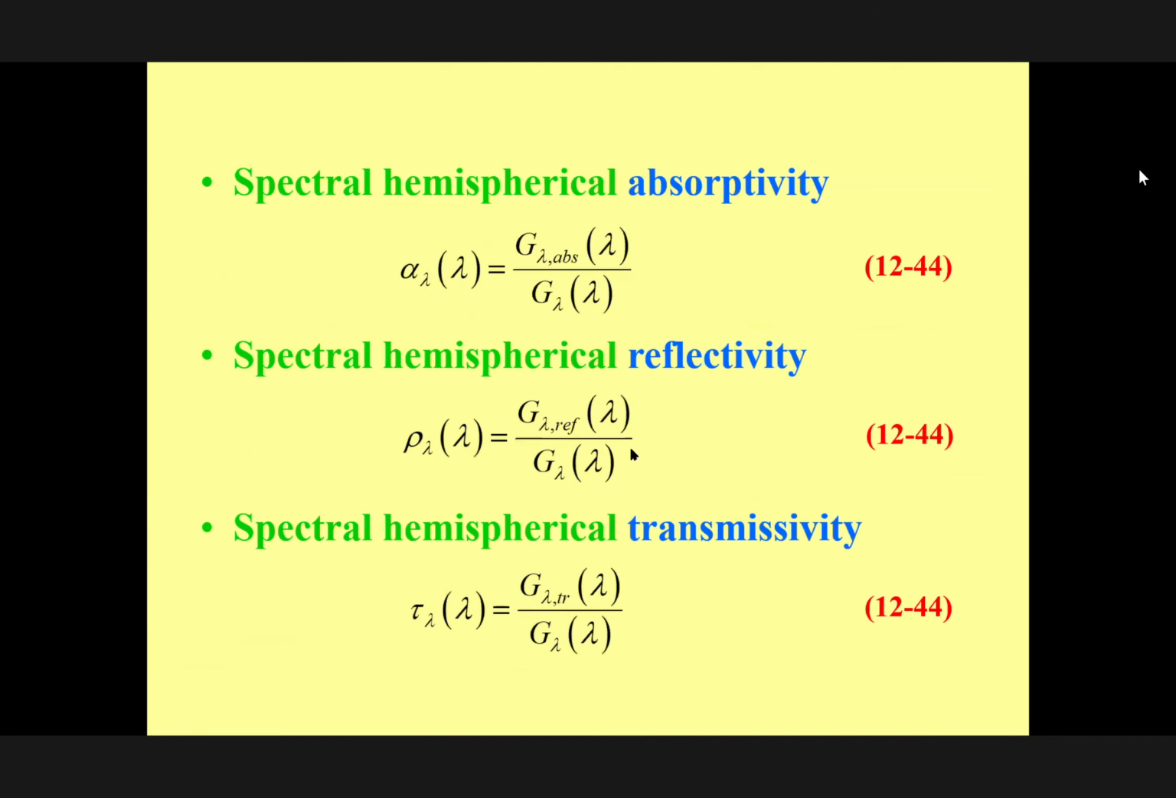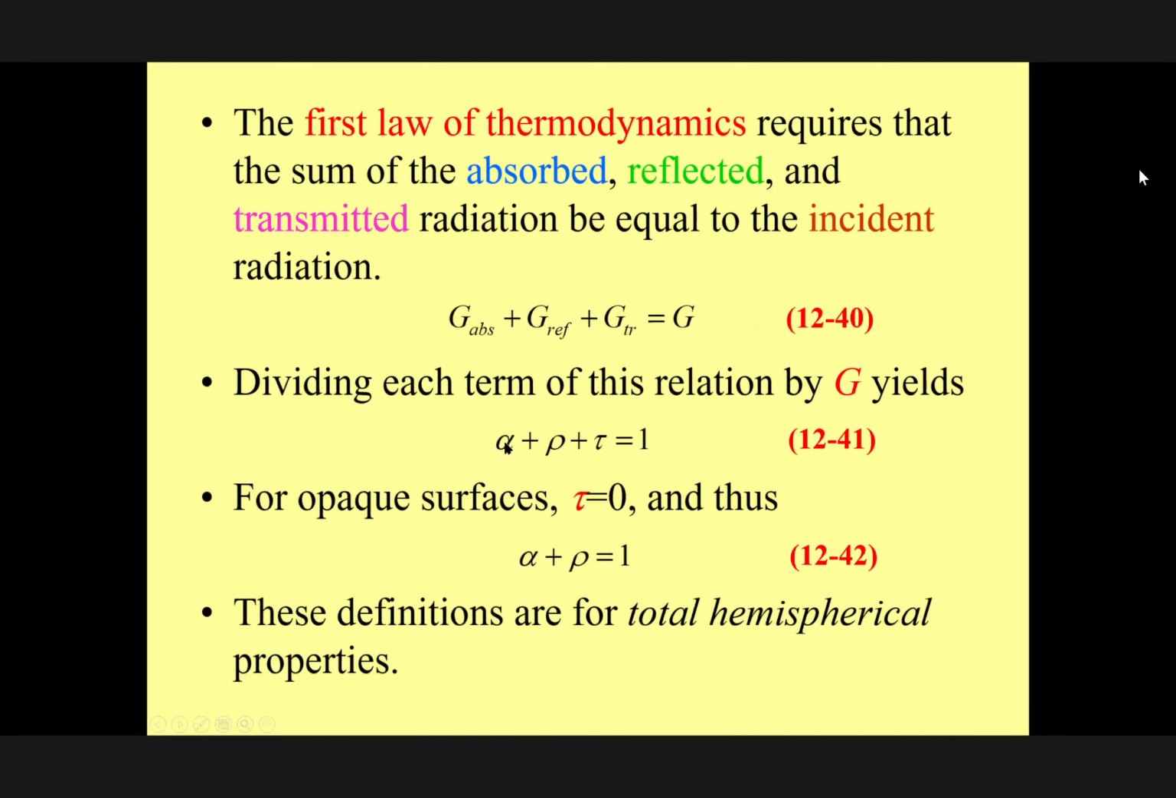Here we have this rule: alpha plus rho plus tau, the transmissivity, is equal to 1. In this case, we mentioned the absorptive material. It mentioned that we know this value. It mentioned that it is opaque. When it's opaque, tau is equal to 0. Therefore, this becomes 0. We know this value, so we can calculate reflectivity.